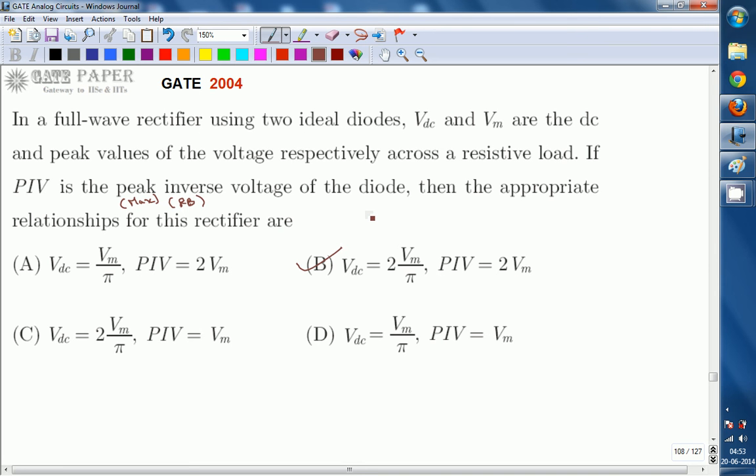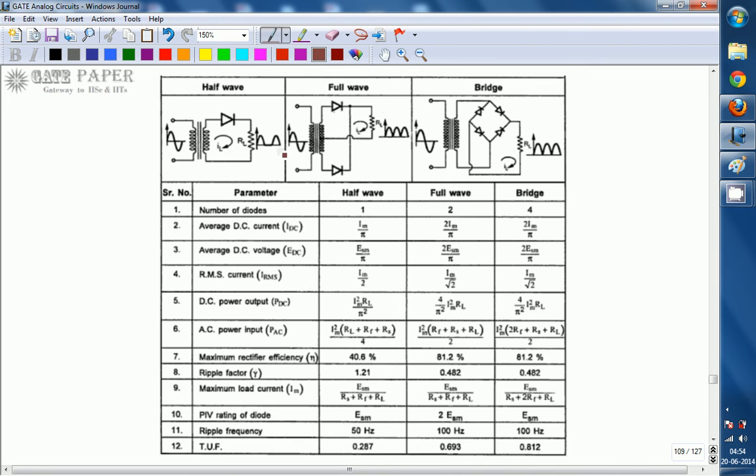To answer such questions, you must know the comparison between rectifiers. There are three major rectifiers available: half wave rectifier, full wave rectifier and bridge rectifier. We will see the comparison, and from that comparison we can directly say the answer. These are the circuit diagrams for the half wave, full wave and bridge rectifiers.